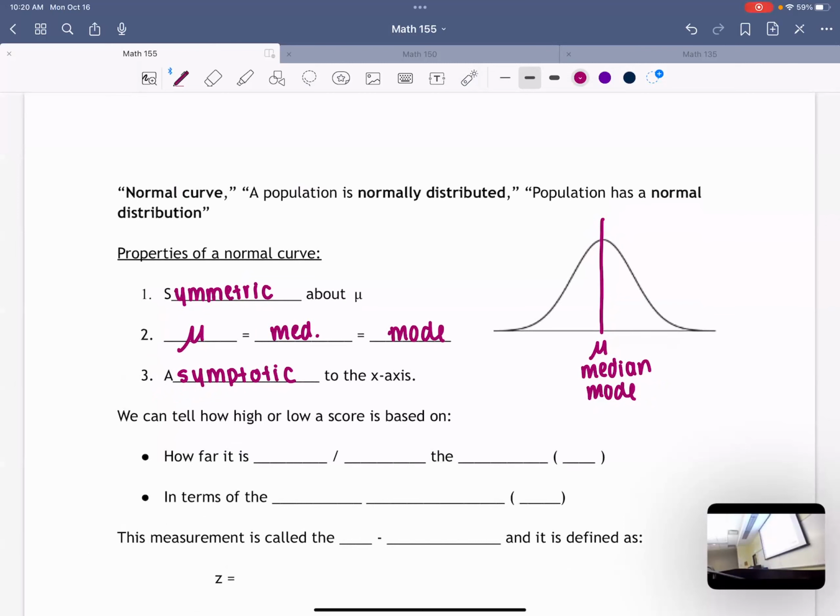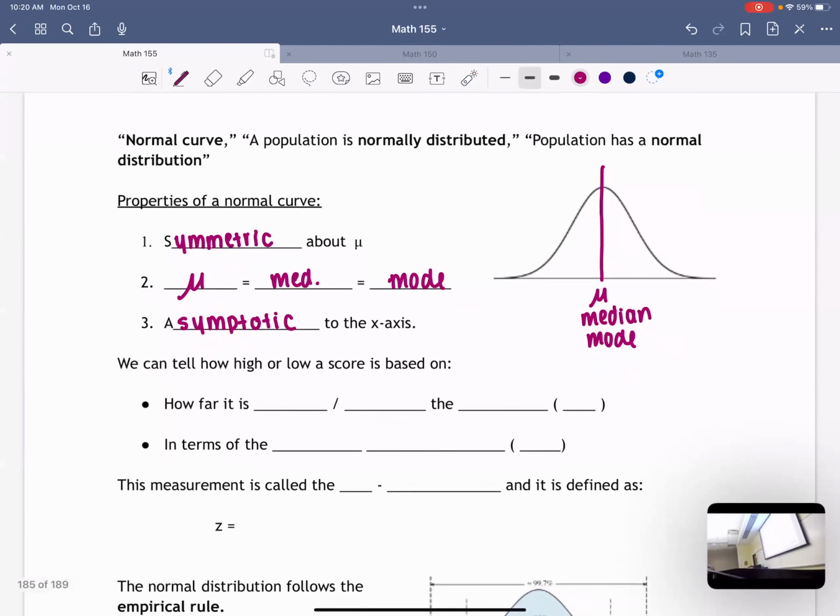Okay. Now, some other stuff that we learned about the normal distribution and just regular distributions in general, if I'm given an x value, like x being 2 or 7 or something like that, we can actually describe how far it is away from the mean based on how many standard deviations it is away from the mean. So let me just write this out, okay? We can tell how high or low a score is based on how far it is above or below the mean, okay? And remember, the mean has the symbol mu, okay? And we can talk about how far it is above or below the mean based on the standard deviations, which uses the symbol sigma, okay?